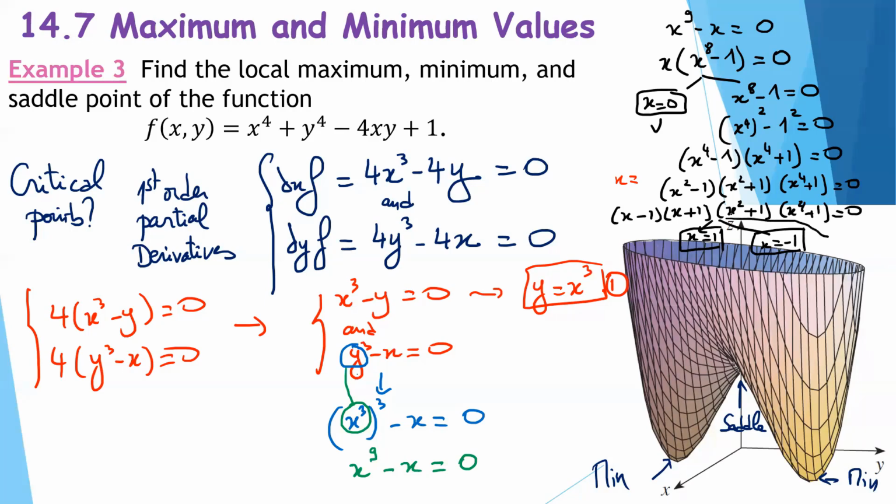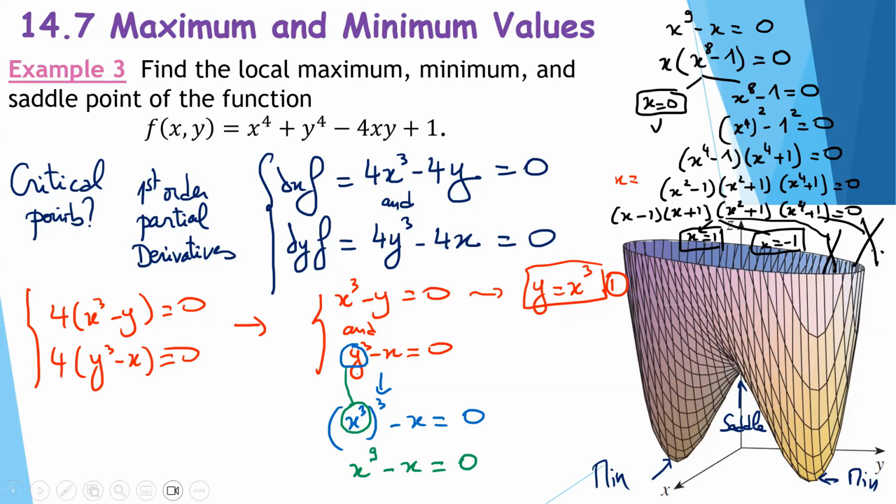Or when is x squared plus 1 equal to 0? Is it possible that x squared plus 1 equals 0? No, for real numbers it's not possible. No real solution. It can be imaginary or complex, but no real solution. Then can x^4 plus 1 be 0? No.